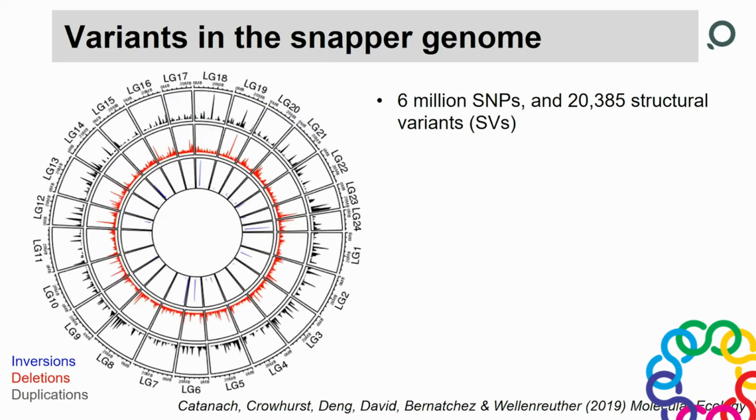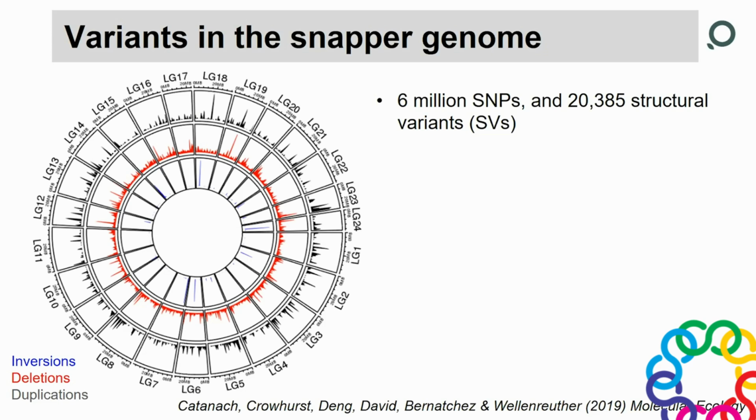What did we find? When we were looking at the genomic data, we could analyze or identify the number of SNPs that we found in the species. And here you can see we found around 6 million SNPs in the snapper genome. And we also found structural genomic variants, a little bit over 20,000.